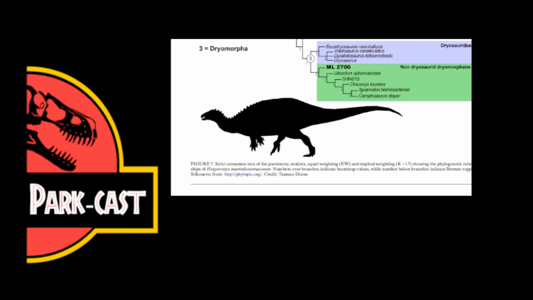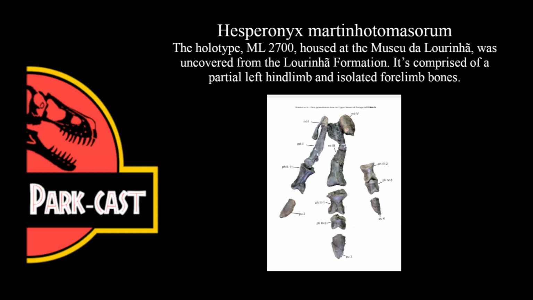The holotype, ML2700, housed at the Museu da Lourinhã, was uncovered from the Lourinhã Formation. It's comprised of a partial left hind limb and isolated forelimb bones. Two phylogenetic analyses recover Hesperonyx as an indeterminate dryomorphan estimated to be between 3 and 4 meters in length.